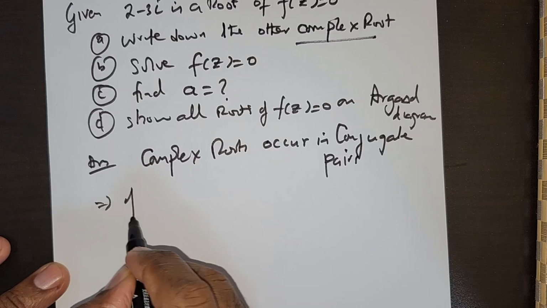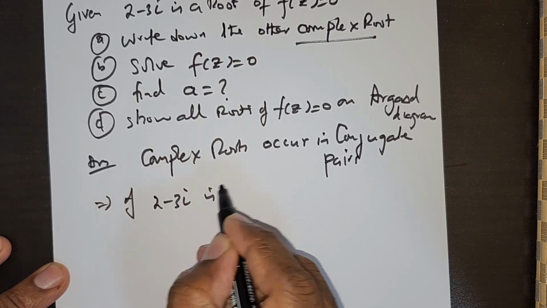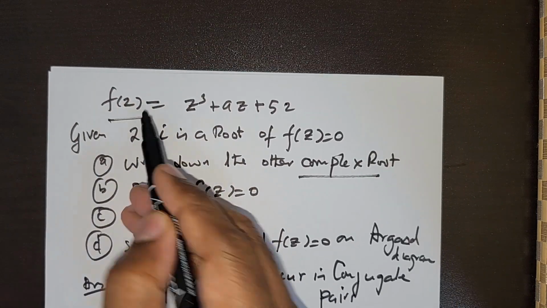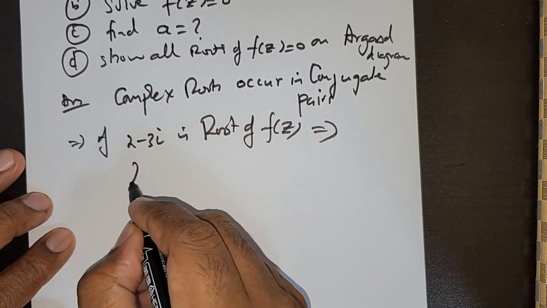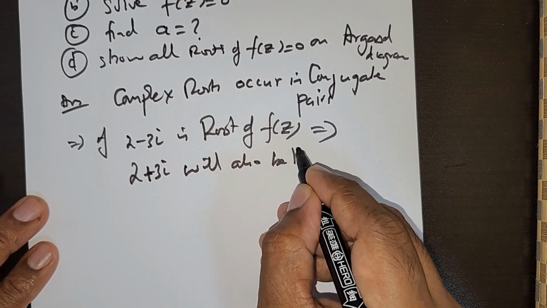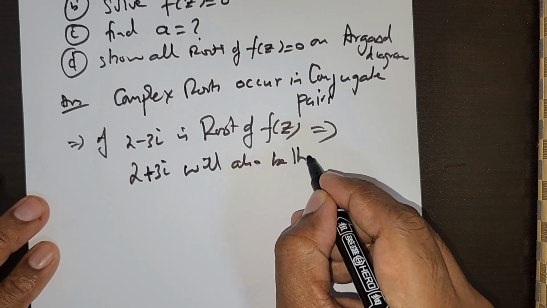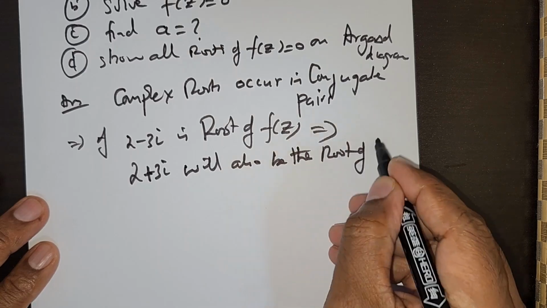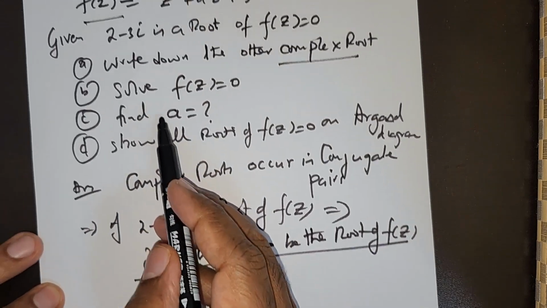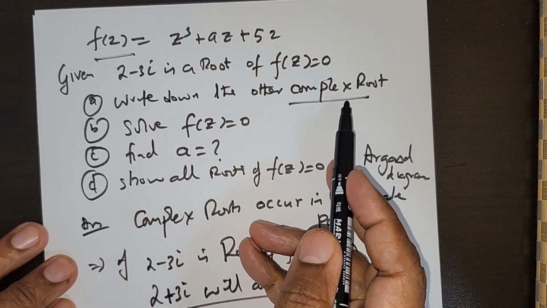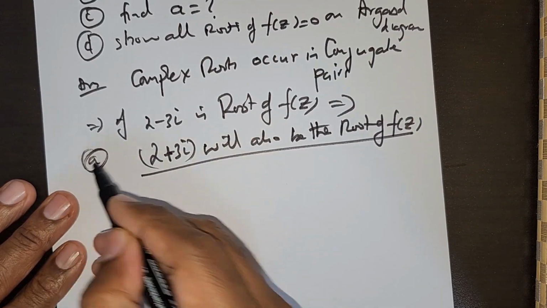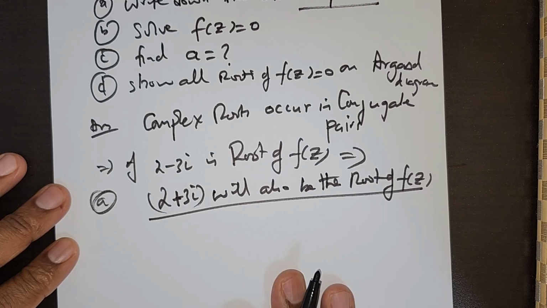So that means if 2 minus 3i is a root of f of z, then 2 plus 3i will also be a root of f of z. Okay, so that is the first question: write down the other complex root. So I have given you the other complex root. This is for section A.